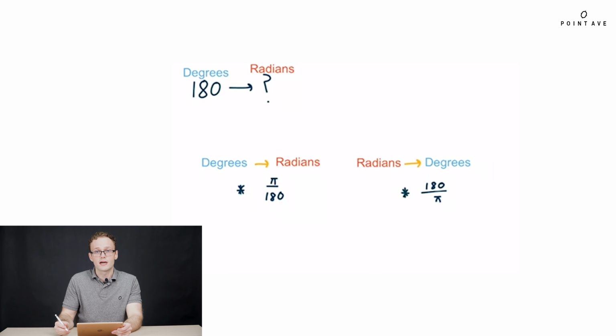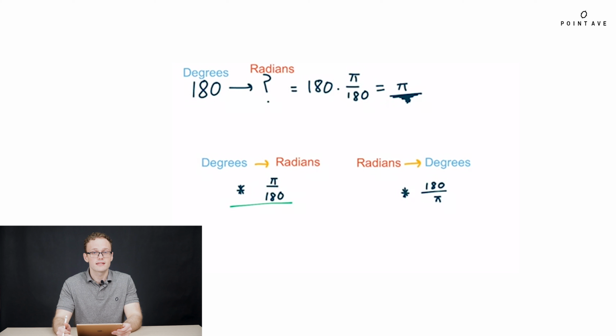So let's take 180 degrees and convert that into radians. Well, to go from degrees to radians, we need to multiply by, as we found, pi over 180. Simply evaluating gives pi. So 180 degrees is equal to pi in radians.